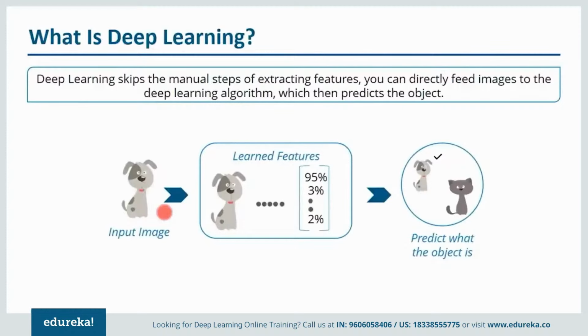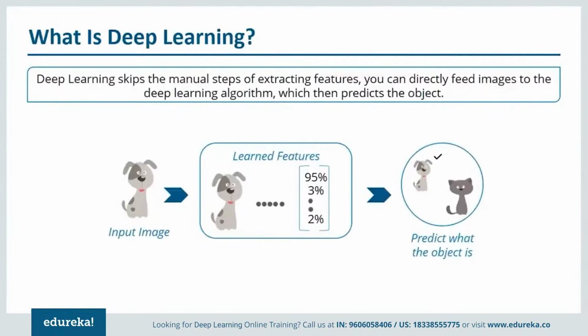So here, we provide an input image of a dog, and it will automatically learn certain features even if we don't provide it with those features. After that, it will give us the probability. According to this particular scenario, it says 95% chances of being a dog, 3% chances of some other animal, similarly 2% chances of some other animal. Since the highest probability goes with the dog, the prediction says that the input image is nothing but a dog.